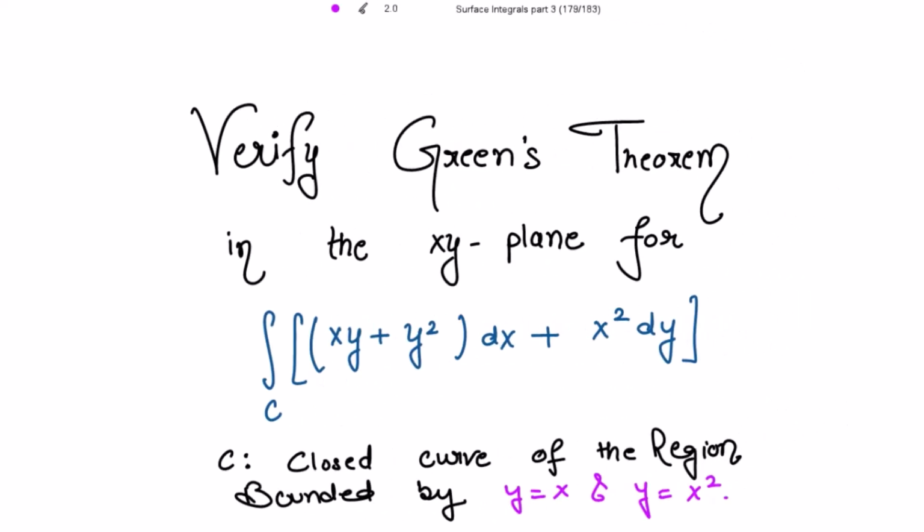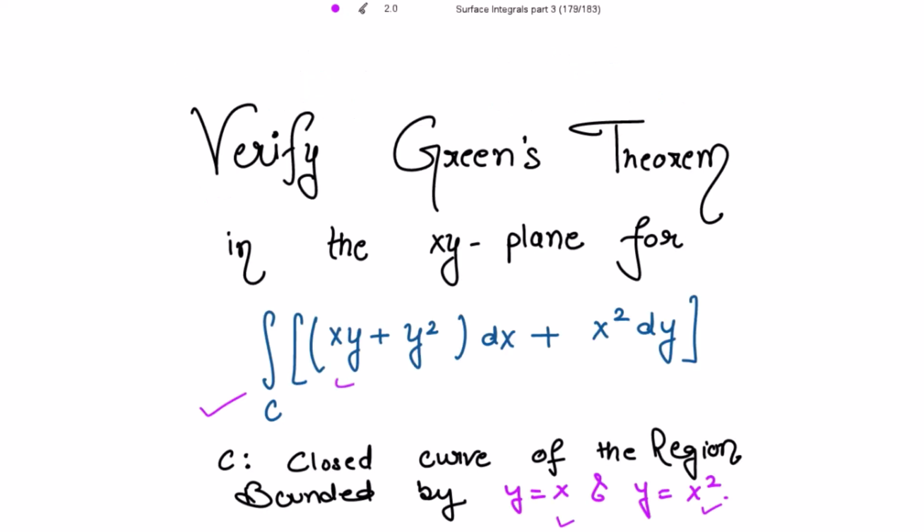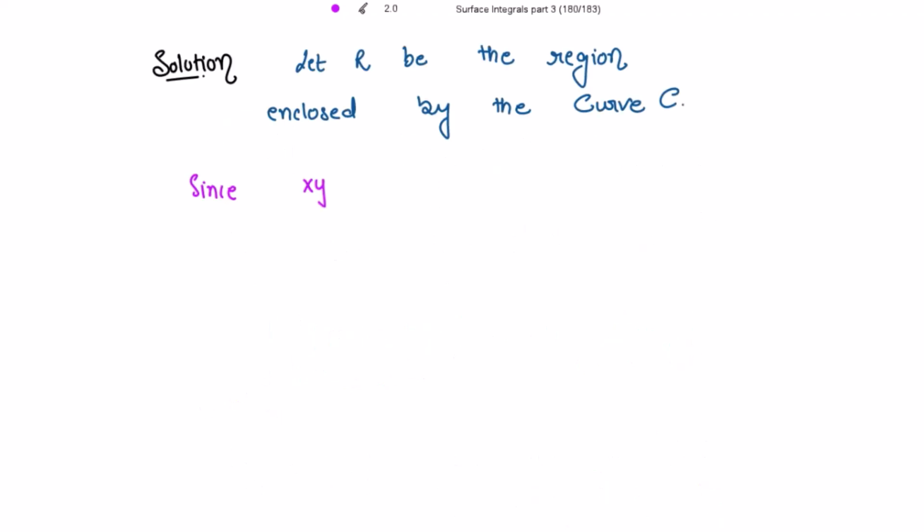Green's theorem in the xy plane for this integral where C is the closed curve of the region bounded by y equal to x and y equal to x square, the line and the parabola, right? So let's take R to be the region enclosed by the curve C, and since we have xy plus y square and x square, both these are continuously differentiable functions. So we need to apply Green's theorem here.